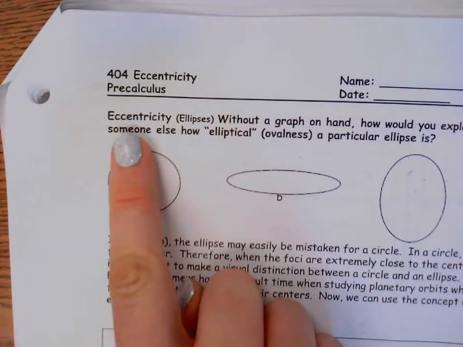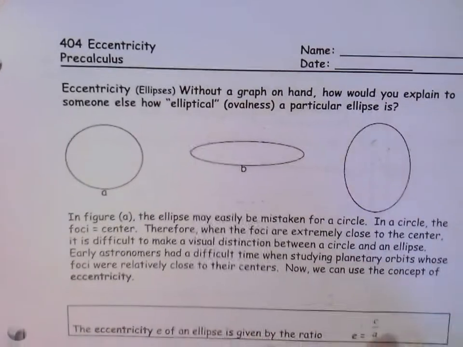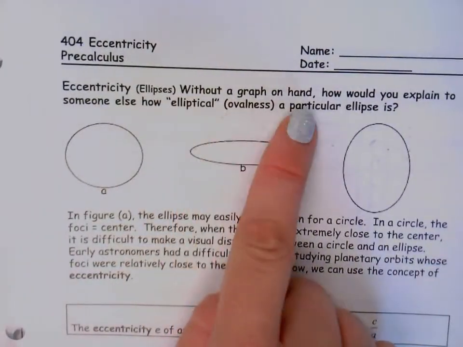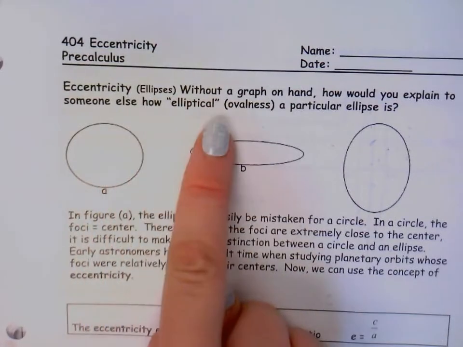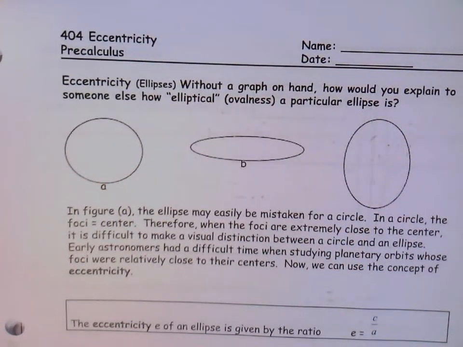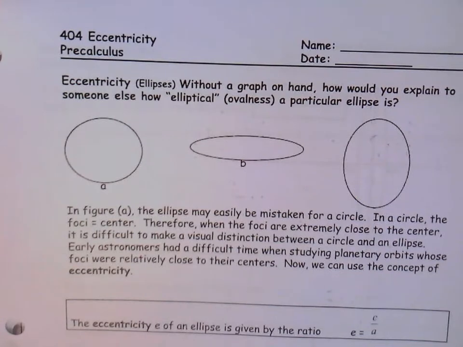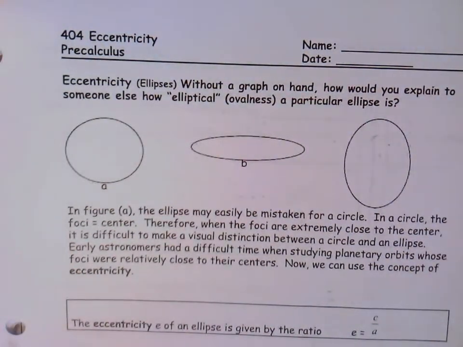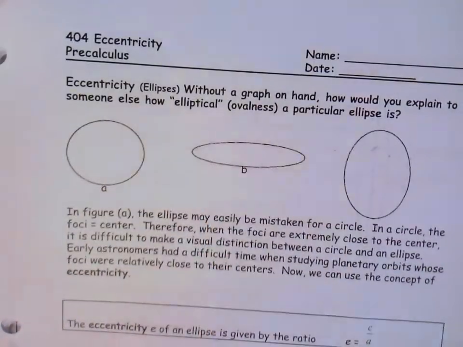So eccentricity. Without a graph on hand, how could you explain to someone else how elliptical a particular ellipse is? So what would you say about choice A? How could you describe the shape of that to someone else? Very circular, right? It might not be a perfect circle, but it's very circular. What about that next one, B? Yeah, it's very elongated or elliptical.